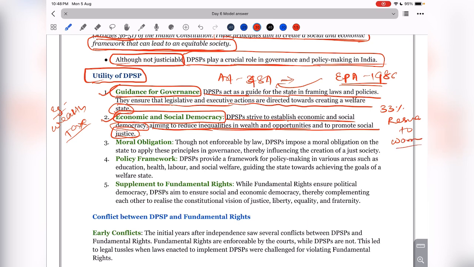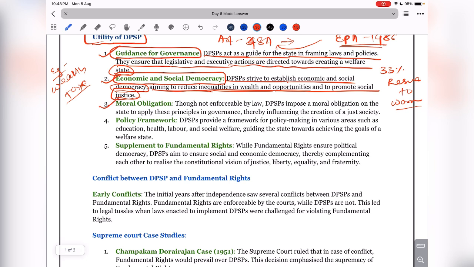Okay, the next is about moral obligations. Though the DPSP are not enforceable by law, DPSP impose a moral obligation on the state to apply these principles in governance, thereby influencing creation of a just society. I am giving an example. Just look, Article 45 talked about providing assistance in certain cases like disability, old age. So that creates a moral obligation on the state to help the disabled people and people in their old age, and people who are sick, people who are not getting employment. That creates the obligation. Because of that, we have seen different governments are running a number of welfare schemes.